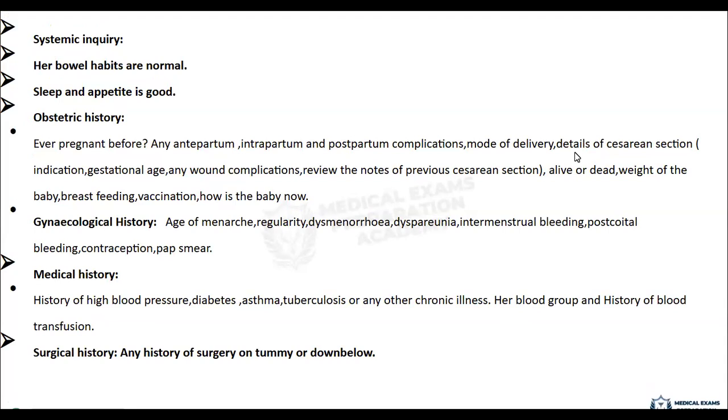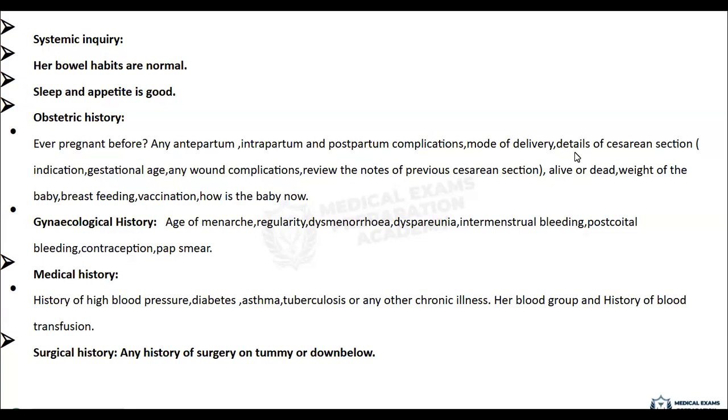Okay, then you will ask about the details of the baby, whether the baby was born alive or dead, and what was the weight of the baby, was the baby breastfed or not, was the baby vaccinated or not, and how is the baby now.